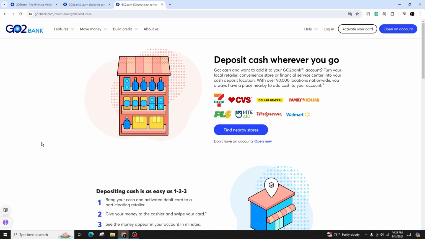Take your deposits to the next level with direct deposit. Unlock up to $200 in overdraft protection after eligible direct deposits and opt-in, plus build credit with the GO2bank secured Visa credit card. So this was all about how you can deposit a check on GO2bank.